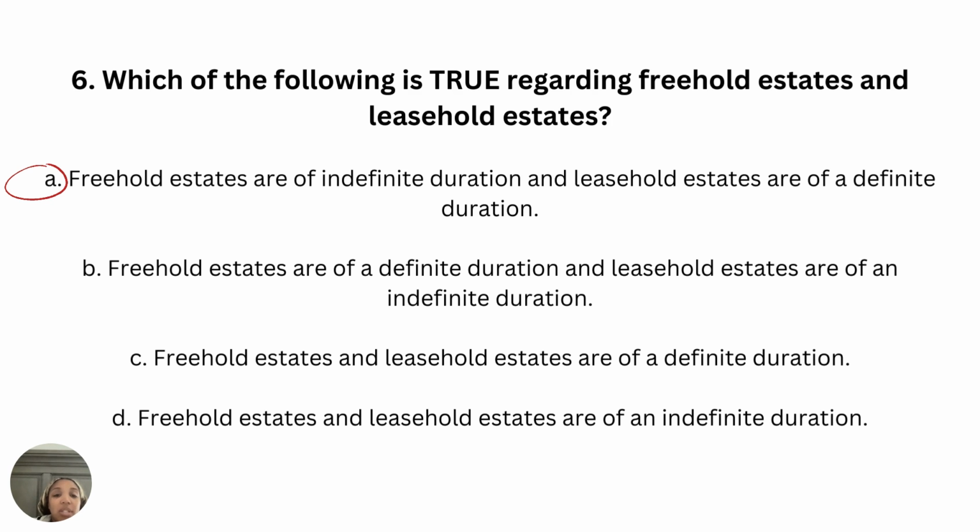Okay, freehold estates are of indefinite duration and leasehold estates are of definite duration. And it's common sense as to why that is, because with one, you're focusing on property, real estate. The other one, not saying that apartments are not real estate, but you're focused on leases. So it's totally different. It has to have an end date to it, right? So that's why this answer is A.